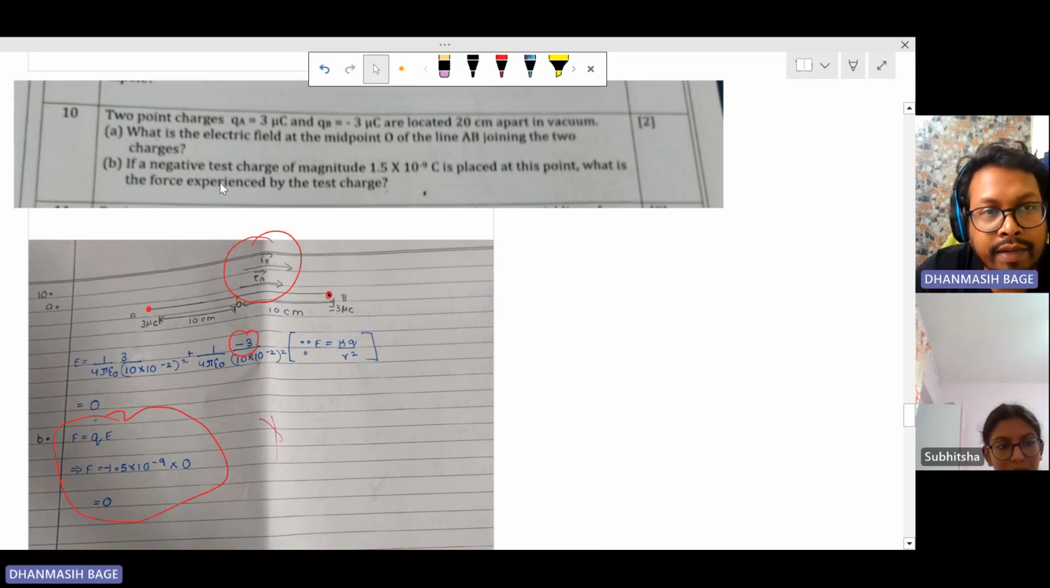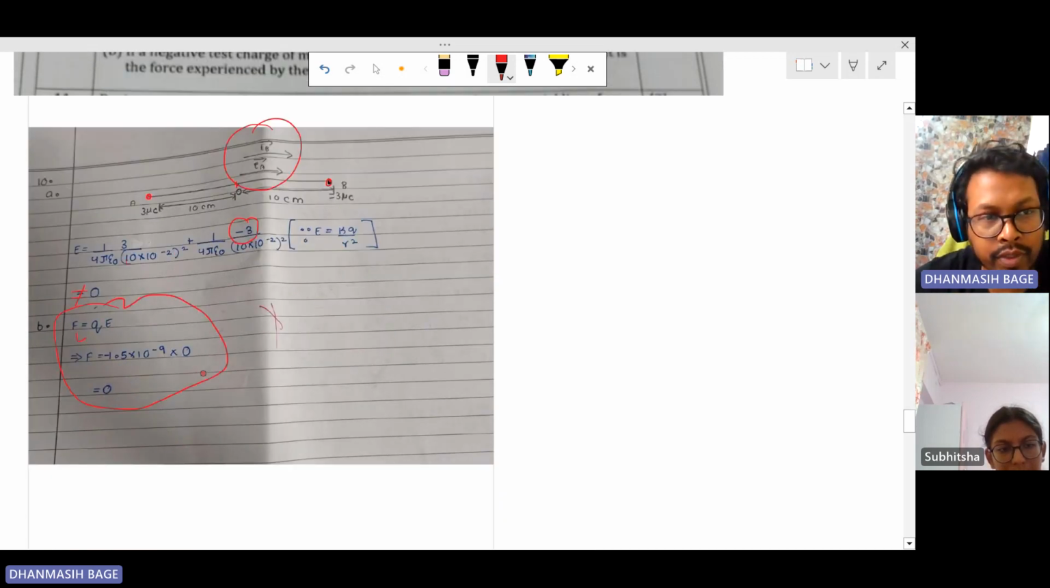B part, if the negative test charge of magnitude this thing is placed at this point, what is the force experienced? Just QE, right? QE, whatever is the electric field. Here you got zero. That is why there is a mistake. Otherwise, this would have been right. This is not equal to zero. There will be a definite number in this case, right? That is the thing. And then this approach is correct. You have to take that thing. But since you calculated electric field as zero, your force is coming out to be zero, and that's why this is wrong, right? But that formula, that approach is good. F is equal to QE, you have to do.